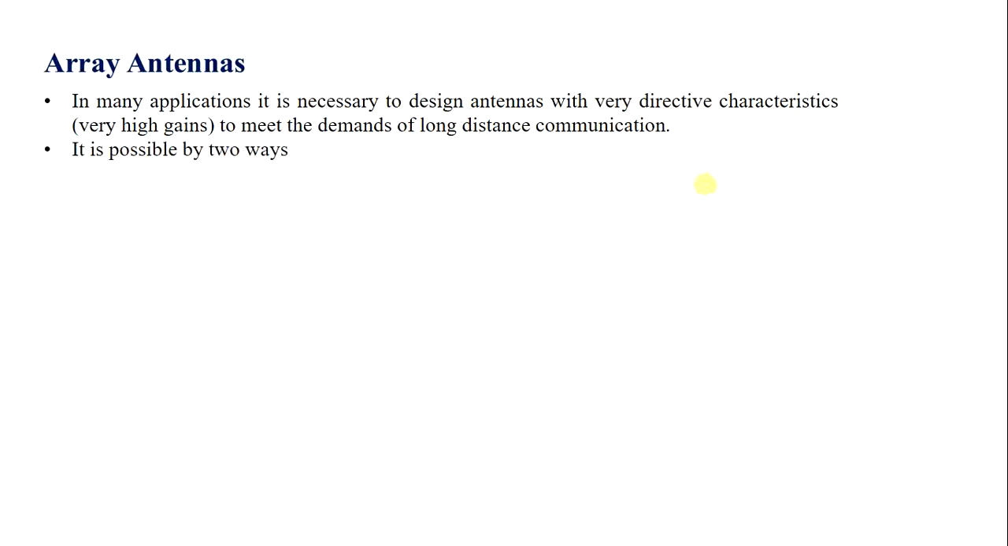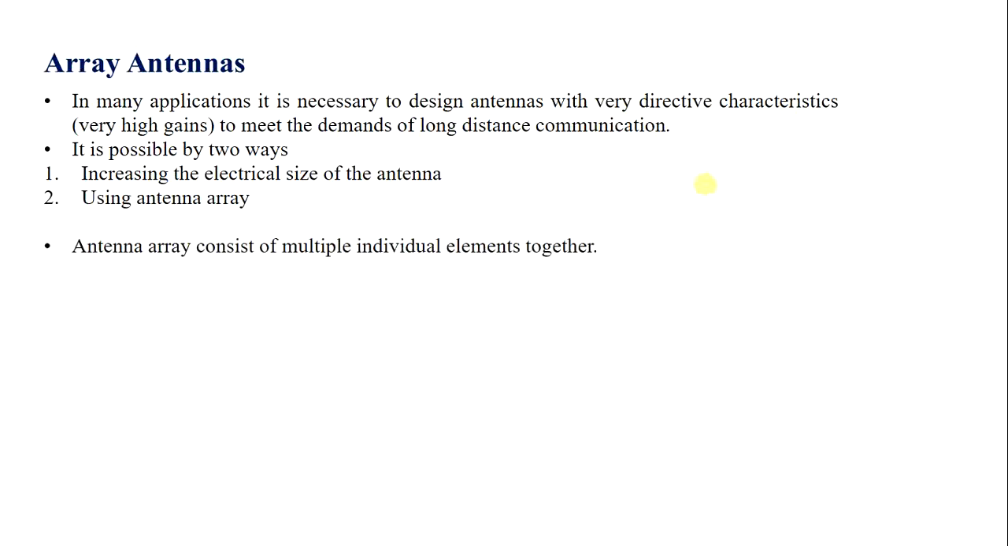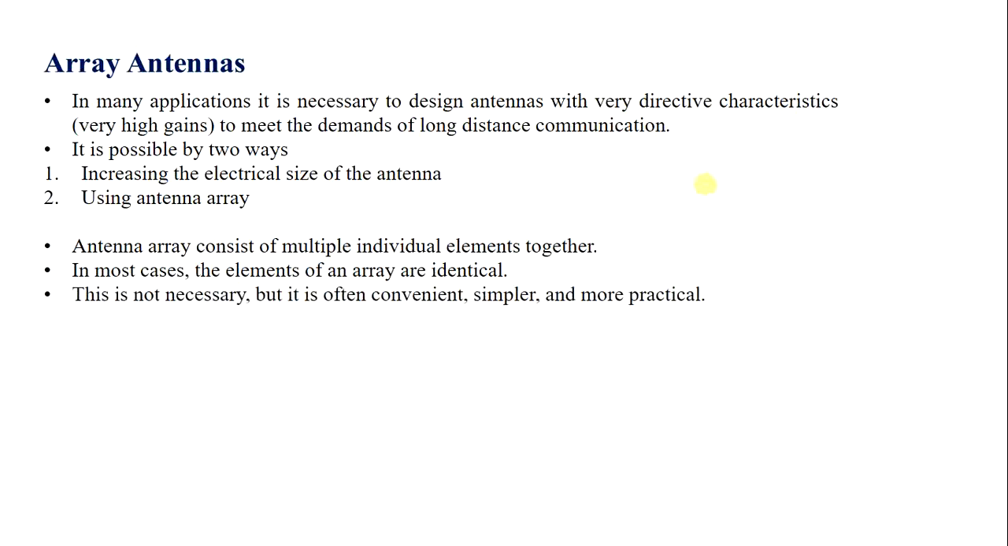It is possible in two ways, by increasing the electrical size of the antenna or by using the antenna array. So an antenna array consists of multiple individual elements together. In most cases the elements of an array are identical, that is, the same elements are used and clubbed together. This is not necessary, but it is often convenient, simpler and more practical.